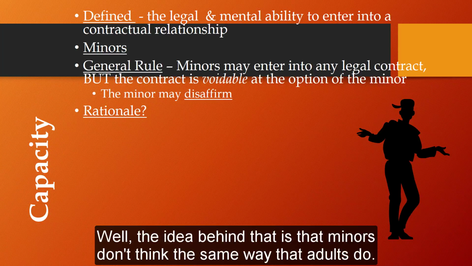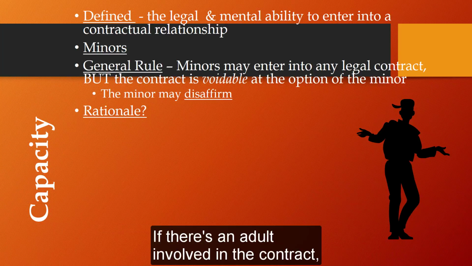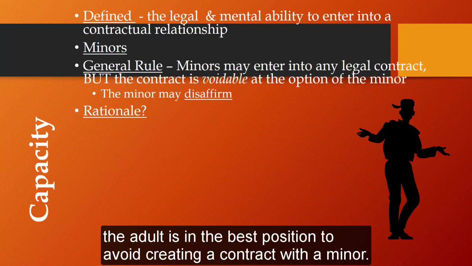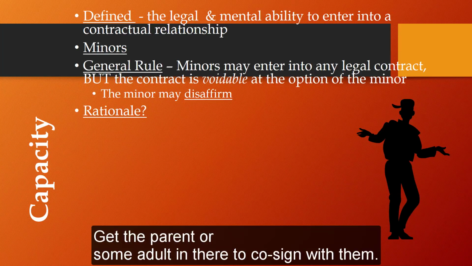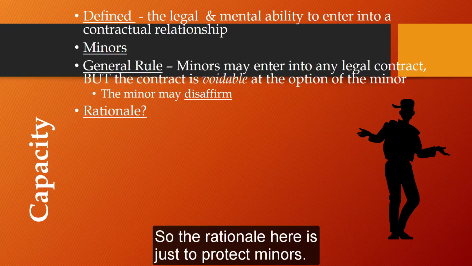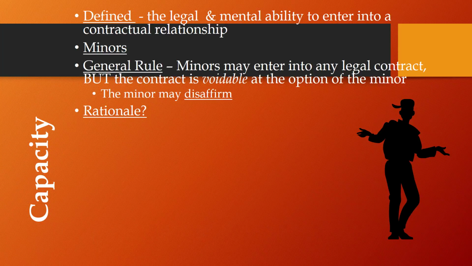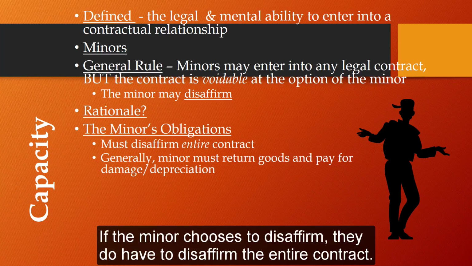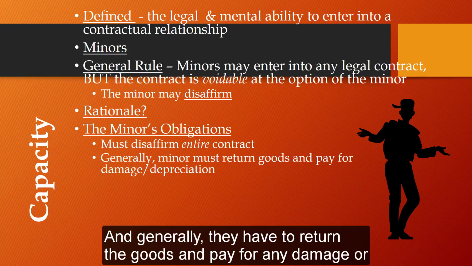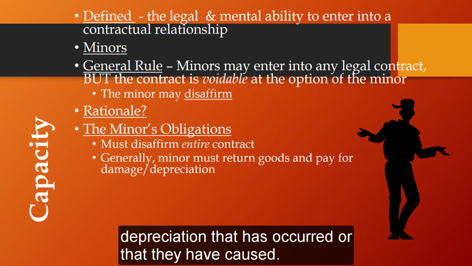Well, the idea behind that is that minors don't think the same way that adults do. If there's an adult involved in the contract, the adult is in the best position to avoid creating a contract with a minor. Get the parent or some adult in there to co-sign with them. So the rationale here is just to protect minors. If the minor chooses to disaffirm, they do have to disaffirm the entire contract, and generally they have to return the goods and pay for any damage or depreciation that has occurred or that they have caused.